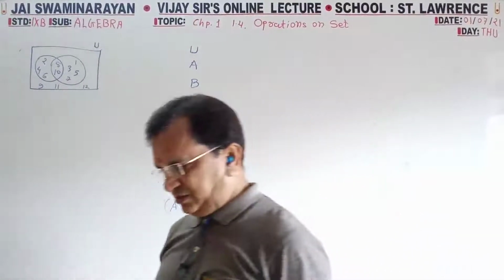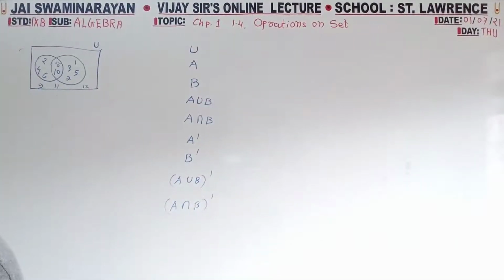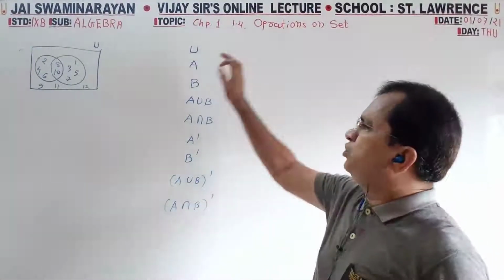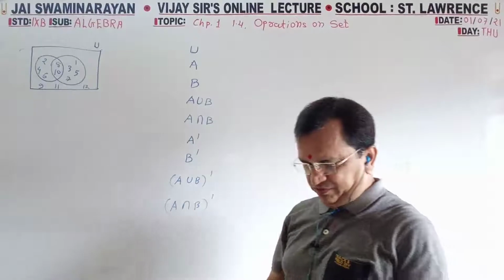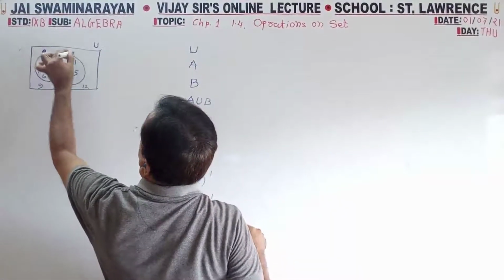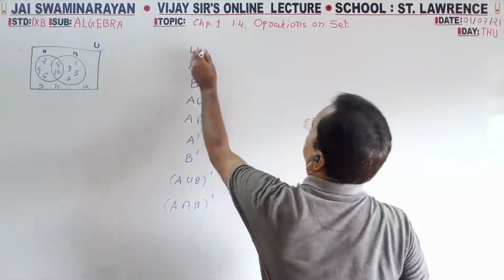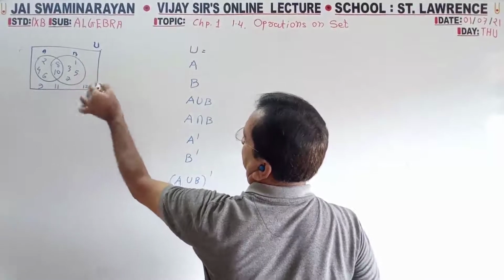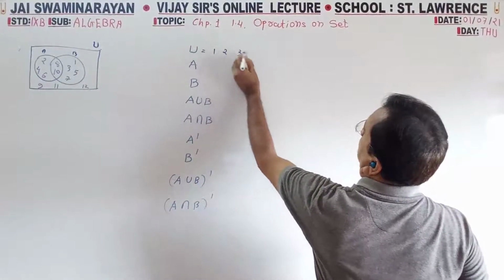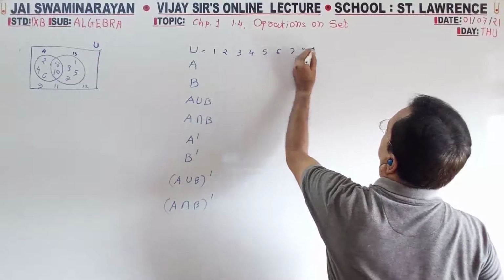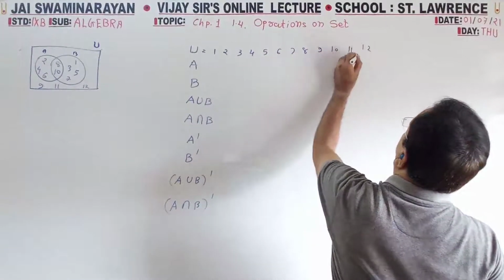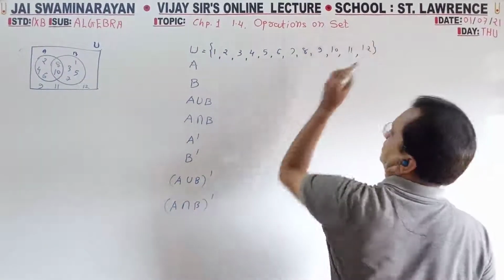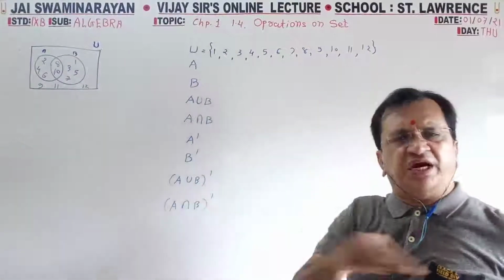Now try to get this. It's very easy. U means overall, all points we have to write. This is A, this is B. Universal means all: 1, 2, 3, 4, 5, 6, 7, 8, 9, 10, 11, 12, which are appearing on the diagram. All the numbers make the universal, the big set.